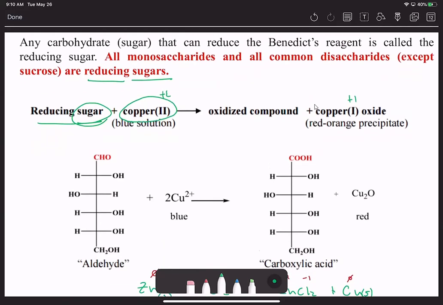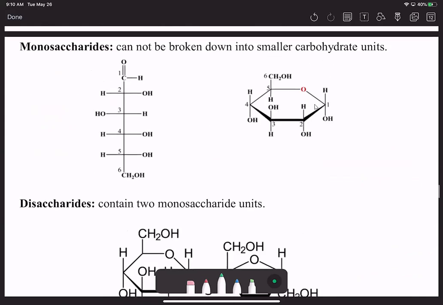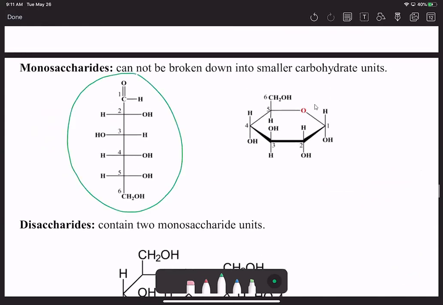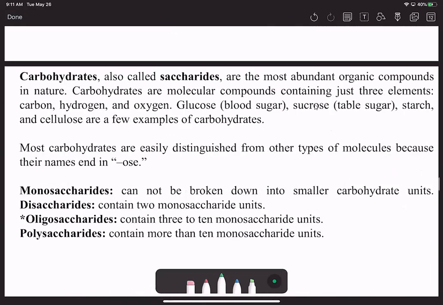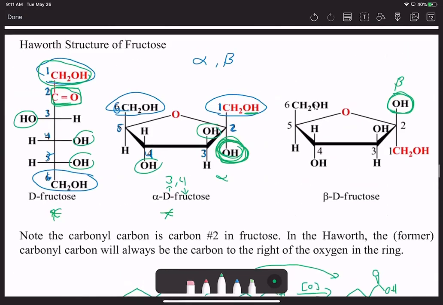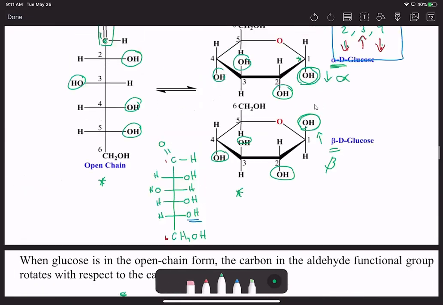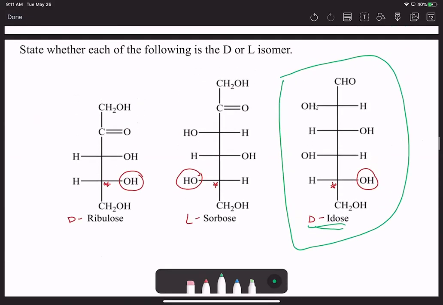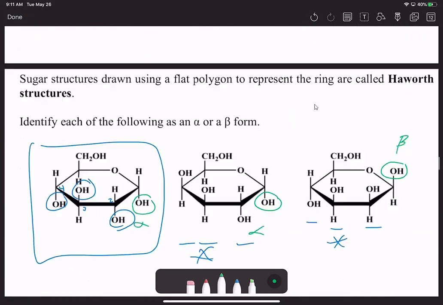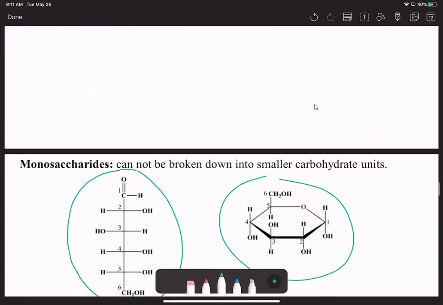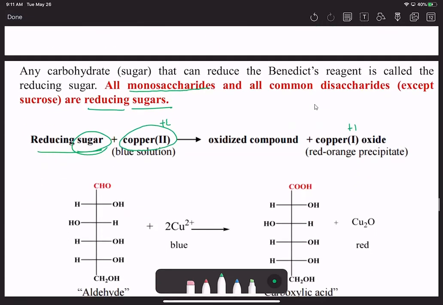So all sugars, I'm going to say all monosaccharides. If we want to know what a monosaccharide is, this is a monosaccharide. It's a sugar that's all by itself. All of these are examples of monosaccharides. They're all sugars that are by themselves. Whether they're ketose or aldose, they're monosaccharides. And all monosaccharides are reducing sugars.